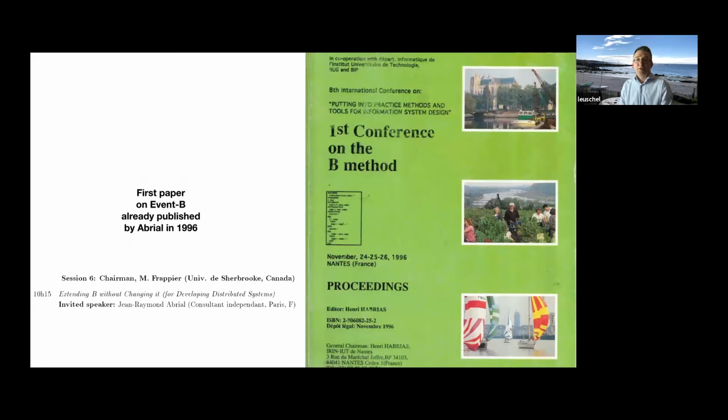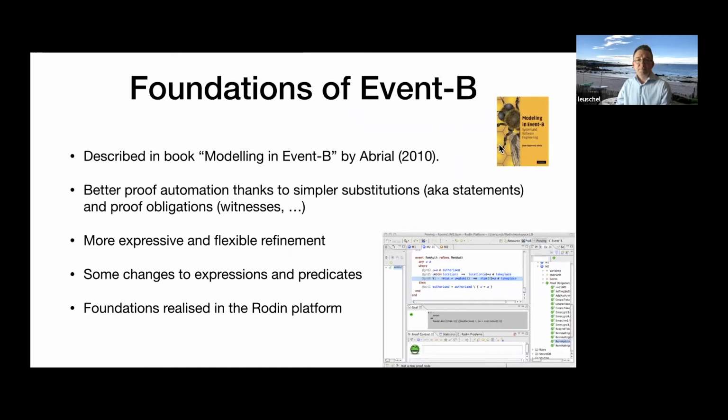And again, the origins date back to 96. That's what we found on the cover of this proceedings, where Jean-Raymond Abrial published the first paper on extending B without changing it for developing distributed systems. I mean, the real foundations are described in the book from 2010. And it has simplified the B language, so there are quite a lot of subtle differences at the expression language and mainly at the substitution level. So statements have become much simpler, which allows proof obligations to become more tractable, and in particular refinement is much simpler. You don't have this proof obligation with a double negation inside. It's a much more constructive refinement proof.